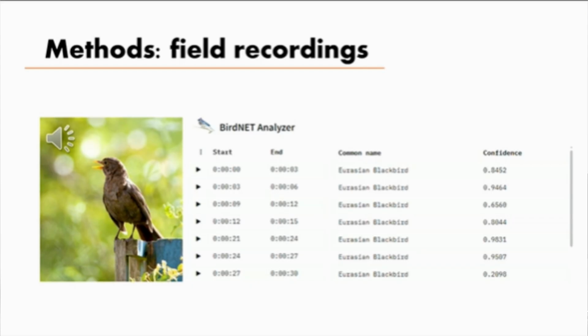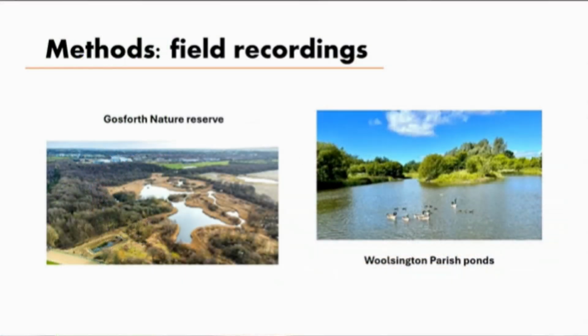So you can't get species counts, which is a mistake some researchers made, because you're saying there's way more individuals than there are. And then these are the 2 sites I was looking at. I'm sure most of you are familiar with Gosforth, but Walsington Parish Ponds is one of the sites on the Ousburn Trail. So I've been doing some surveying there, and it's a very similar site.